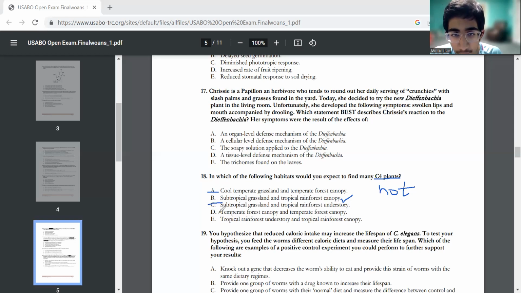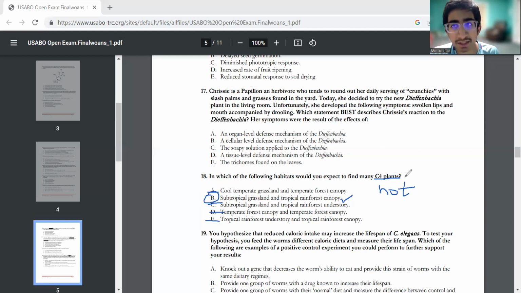And then temperate forest canopy. Well, temperate forest isn't as hot as a tropical rainforest, so D wouldn't be correct. And then the understory, as I mentioned, wouldn't be correct. So yeah, the answer is then B.